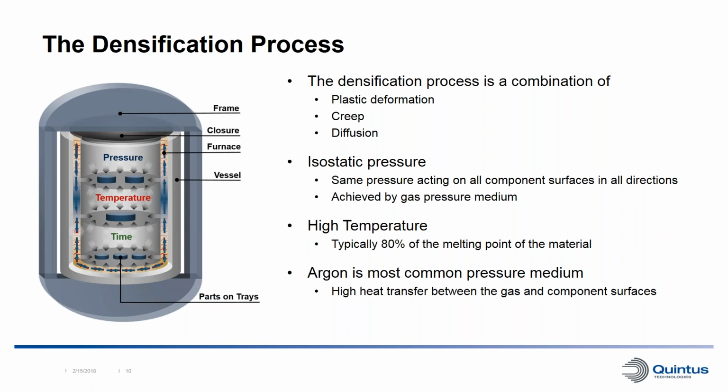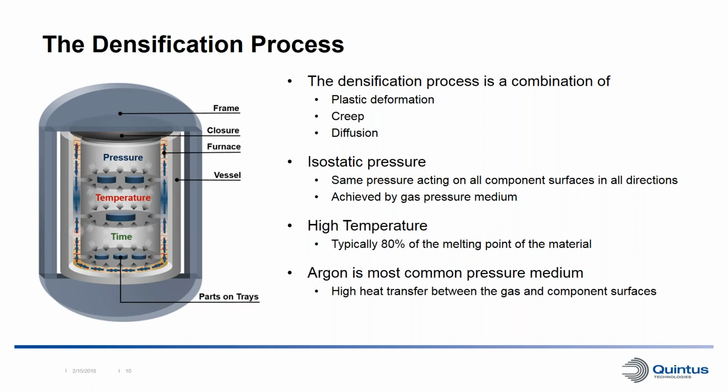The creep and diffusion part in the process is more time dependent, and that's why we have a soak time in the HIP cycle. And with the creep and diffusion in the process, we will not only be able to close the porosity, but we will be able to completely metallurgically heal the defects, so we won't see any trace of them after hipping. A short explanation about isostatic pressure.